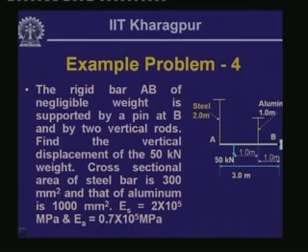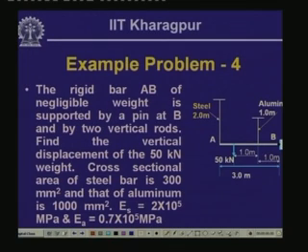Well, now we have another problem which is of a similar type, but with a little variation. The rigid bar AB of negligible weight is supported by a pin at B and by two vertical rods of aluminum and steel. You will have to find out the vertical displacement of the 50 kilonewton weight at this location, how much displacement it undergoes, and the parameters of these members are given. So, this problem is assigned to you. Solve this problem. Next time I will give the solution for this.